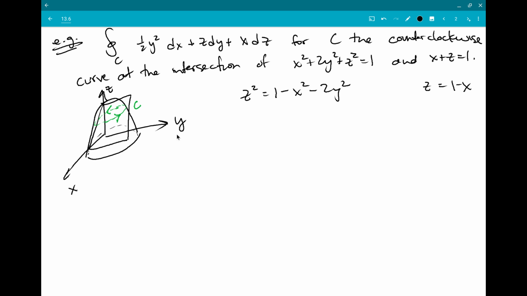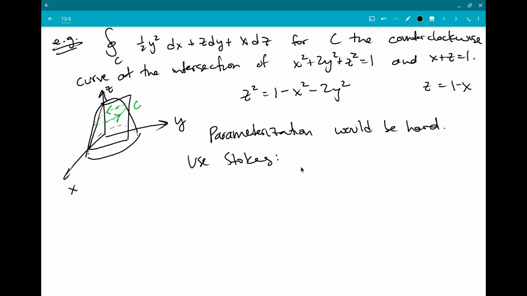And hopefully just seeing the setup for this has made you think about the fact that if somebody gave you this problem, coming up with a parameterization for this curve would be quite difficult. Plugging it in and evaluating everything directly would be difficult. So that's why we want Stokes' theorem, because it's going to make this easier on us. So I want to use Stokes. And I have to go ahead and start identifying the things that go into Stokes' theorem so that I can use it.